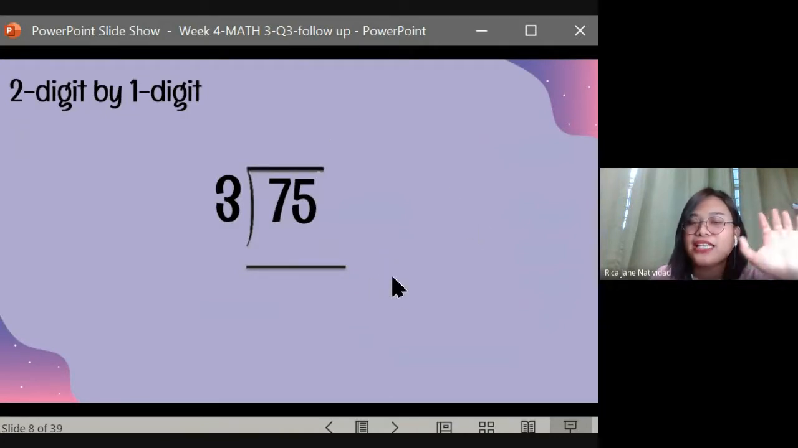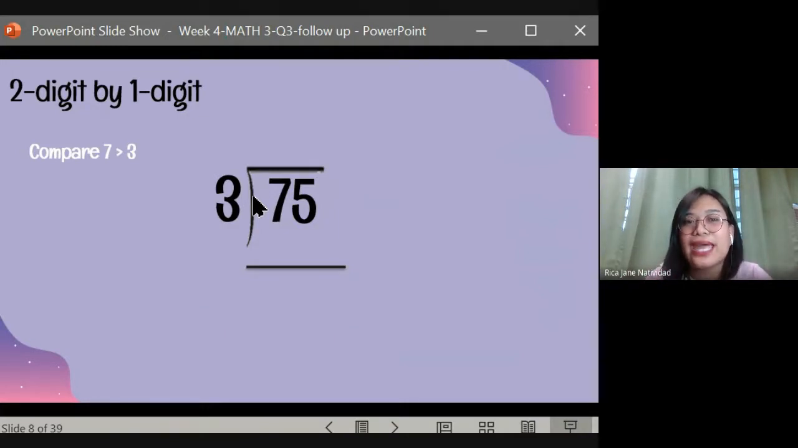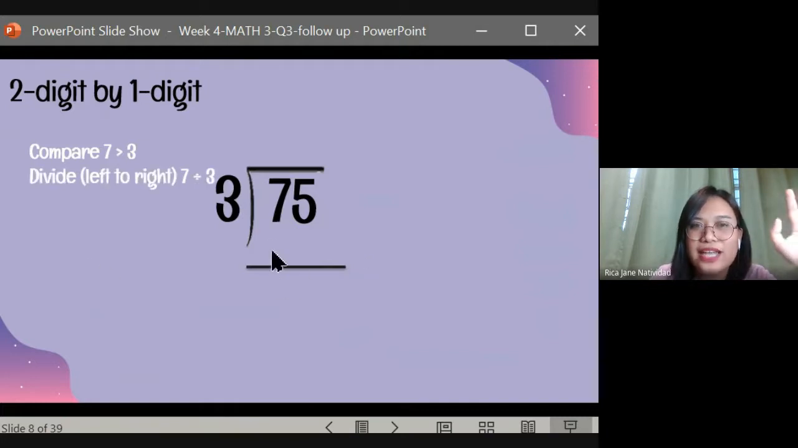So remember that in division, we start from the highest place value and we divide from left to right. So we start at this one, 75 divided by 3. So first we compare. We compare the first digit to the divisor. So 7. If the first digit of the dividend is greater than the divisor, then we can divide. If it's not, then we get the next digit so we can make it the dividend as tens.